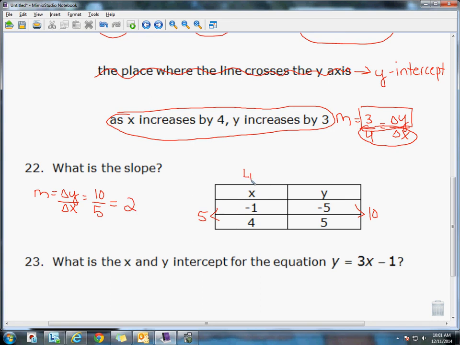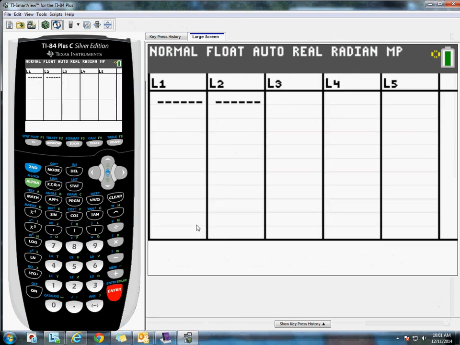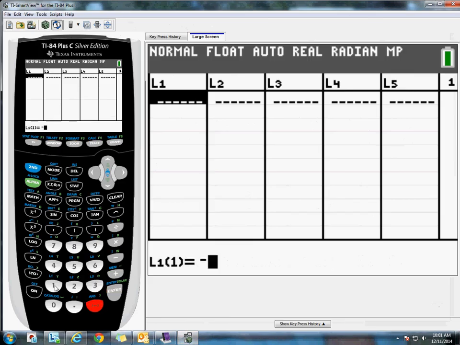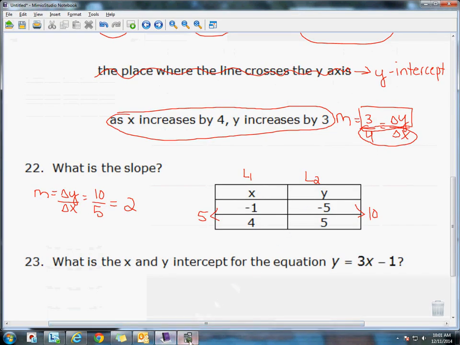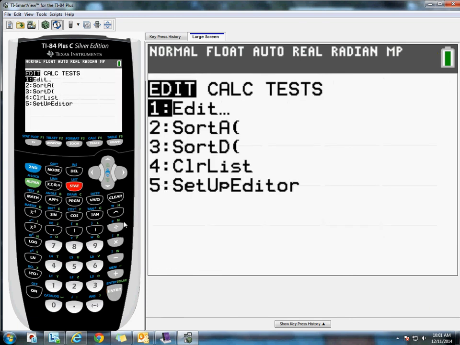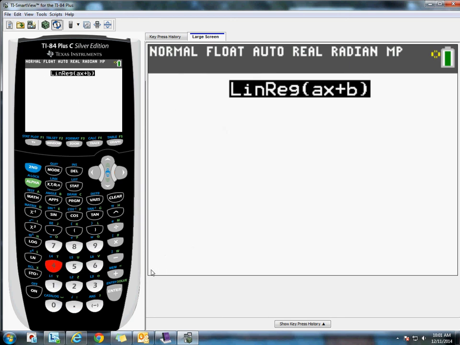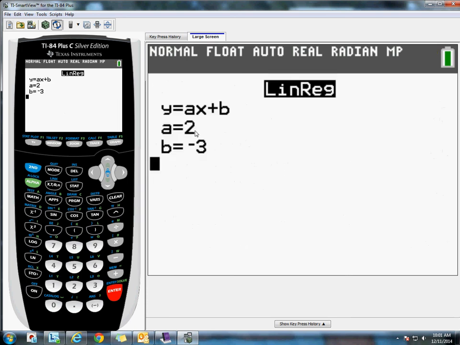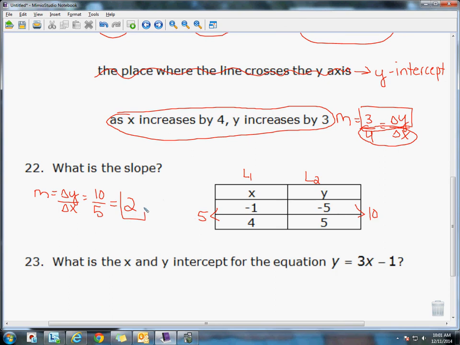To check that, you can use stat edit. x is in L1, y is in L2. My L1 are my x values, which are negative 1 and 4. L2 is negative 5 and 5. So stat, over to calc, you hit the number 4. You only have to hit enter once on your calculator. And all we care about is my slope. The calculator uses a instead of m, but it's the same thing. It represents slope. So my slope is 2. That's what we have written down, so we know this is correct.